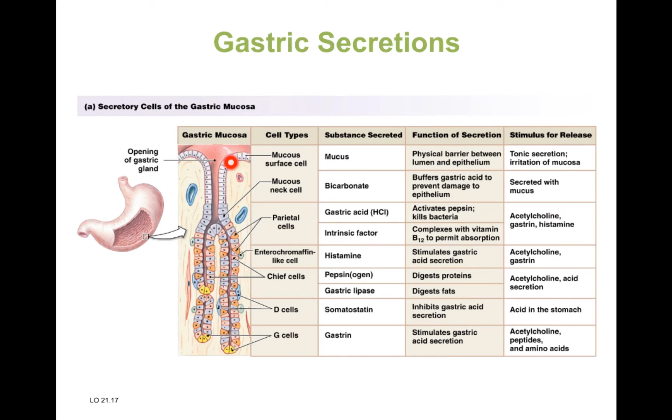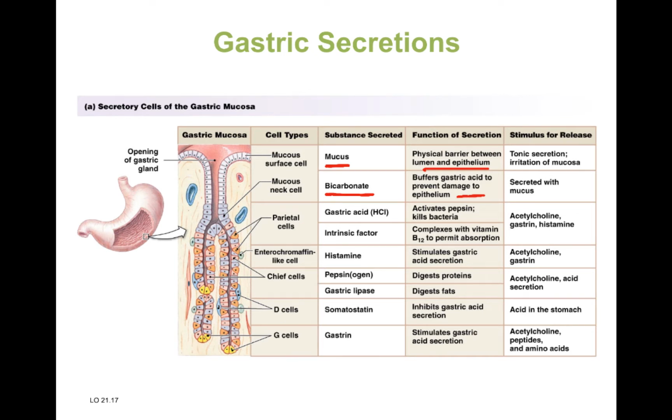So the cells that actually line the exterior of the mucosal layer out here in the rugae, the mucus surface cells, they're going to be the ones responsible for secreting mucus. Okay? And the function of that, as we've discussed before, is a physical barrier between the lumen and the epithelium. It protects the epithelial cells. A little further down from the surface cells, we've got these neck cells. So they're here in the neck of the gland. Okay? And they don't secrete mucus, but what they do secrete is bicarbonate. And then, as we discussed in class earlier, bicarbonate is a really good buffer against acids.